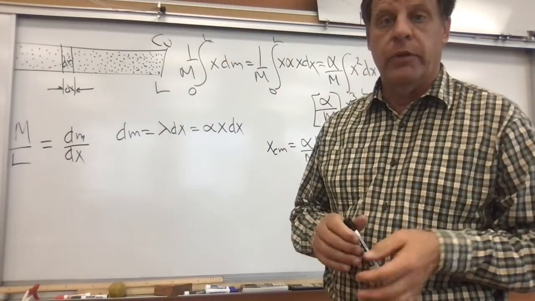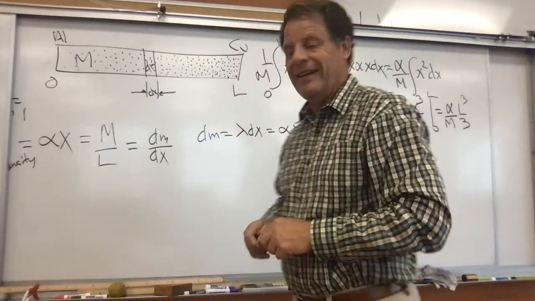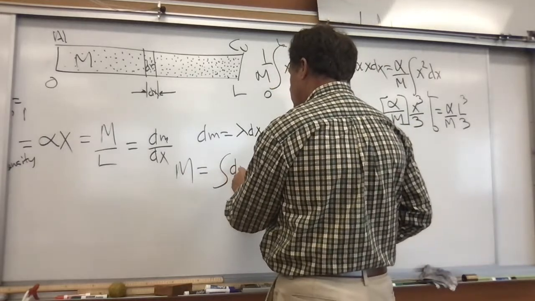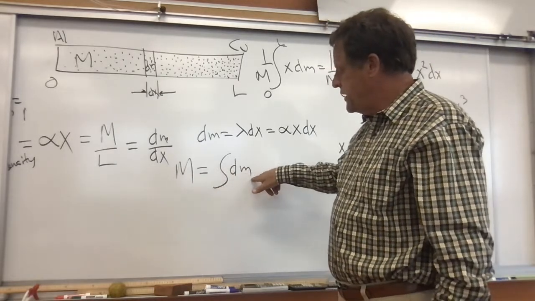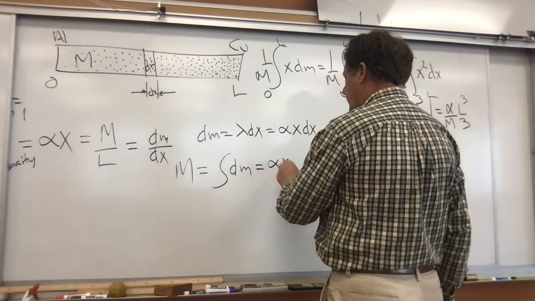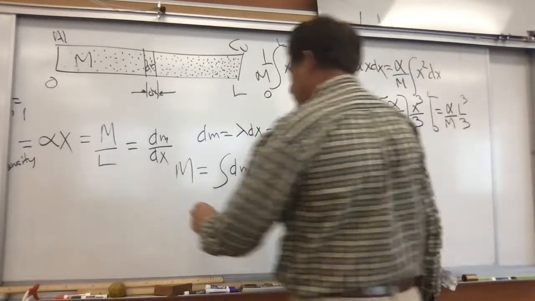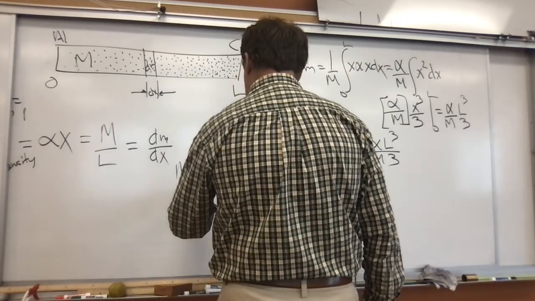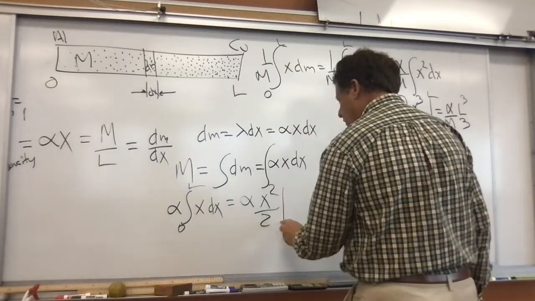Now, we can see that this doesn't seem done, and it's not. Just in the same way that we had to go back, this time we are going to substitute back in m. And m is the integral of dm. So we're just going to take from the beginning to the end of dm, and that's going to give us the total mass. Well, we know that dm is equal to alpha x dx, and this alpha is a constant, so we're going to say alpha times the integral of x dx from 0 to L, and that is going to give us alpha x squared over 2 from 0 to L.